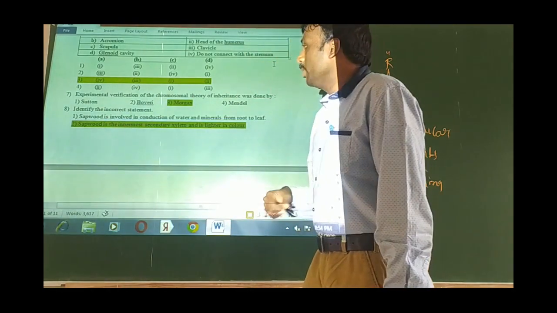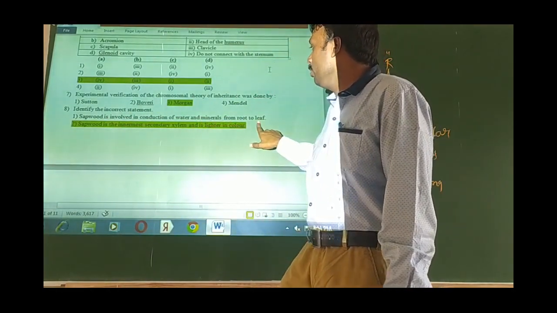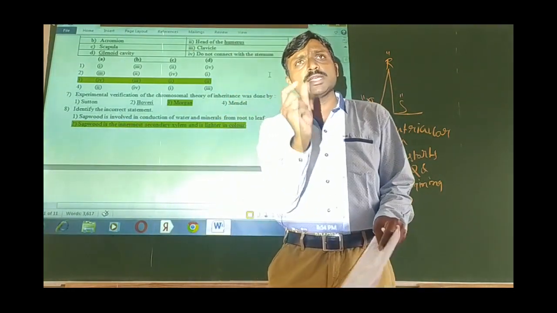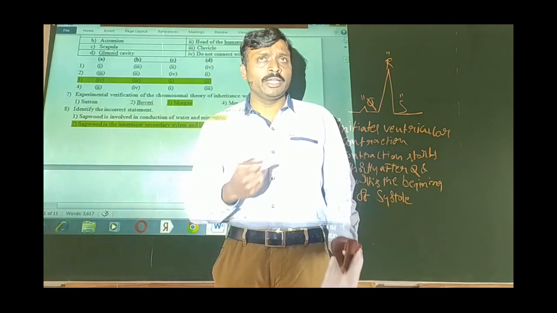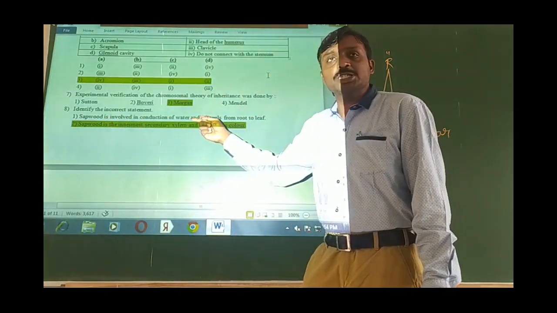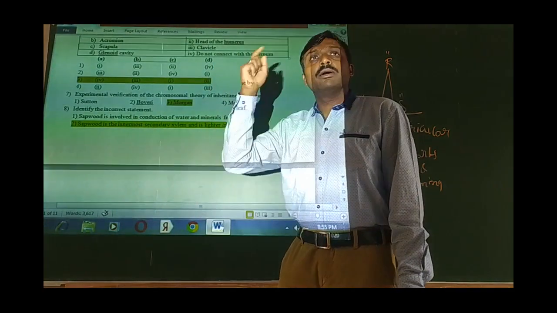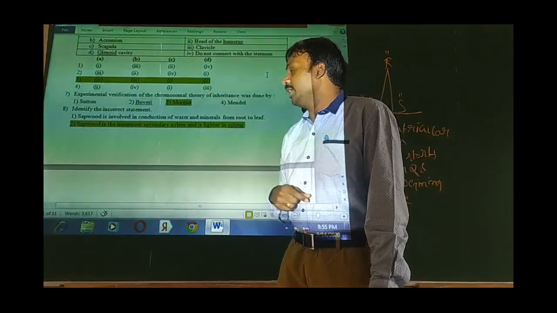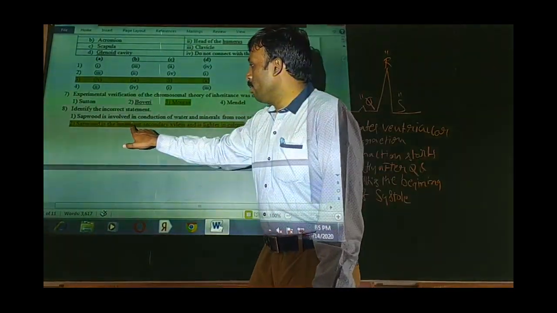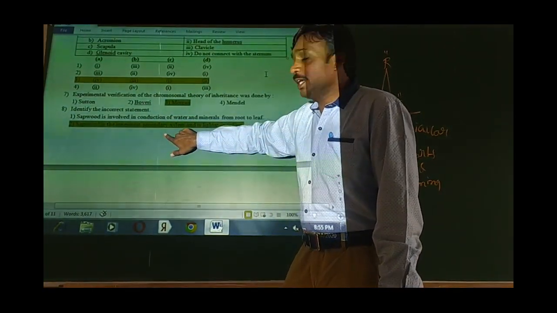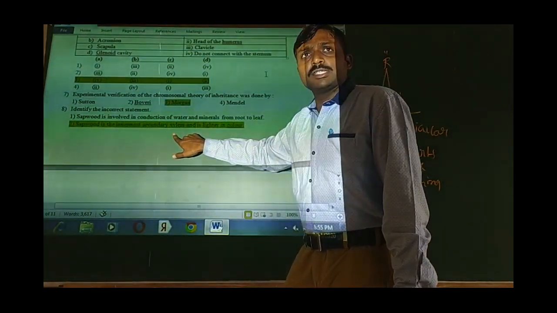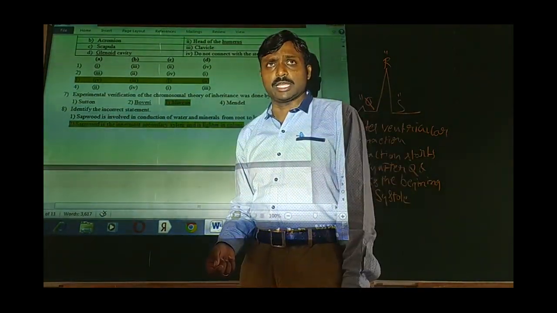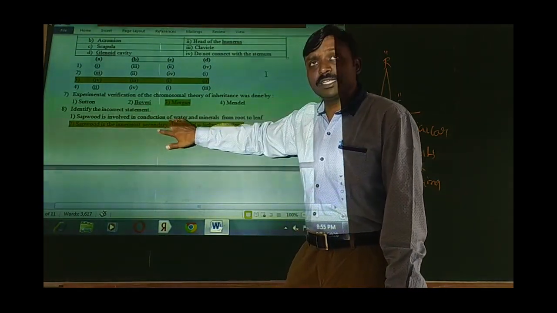The first statement: sapwood is involved in conduction of water and minerals from root to leaf. Yes, exactly. Because sapwood, the name itself suggests, sap means liquid-like thing. So sapwood is involved in conduction of water and minerals. Then: sapwood is the innermost secondary xylem and is lighter in color. Here is the wrong thing, please identify it. Innermost secondary xylem. Already secondary xylem is formed, and from there sapwood and heartwood are arranged. So how can we say it is a secondary xylem?